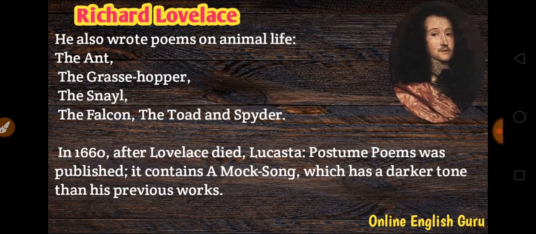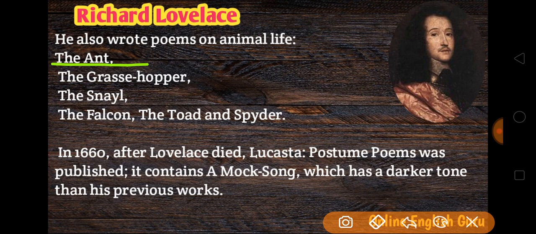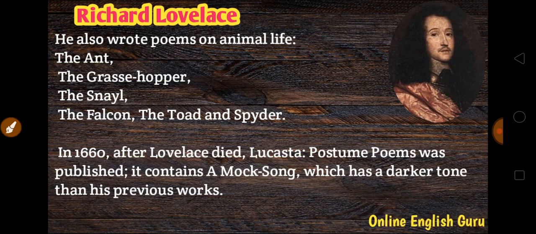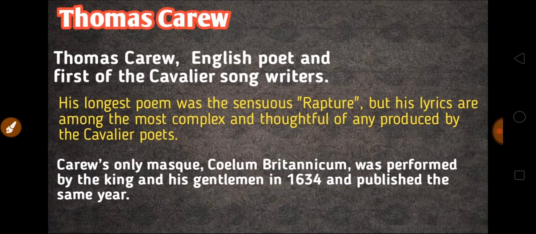He wrote a lot of poems on animal life. His famous poems were The Ant, The Grasshopper, The Snail, The Falcon, The Toad, and The Spider. In 1660, after Lovelace died, Lucasta: Posthumous Poems was published. It contains a mock song which has a darker tone than his previous works.